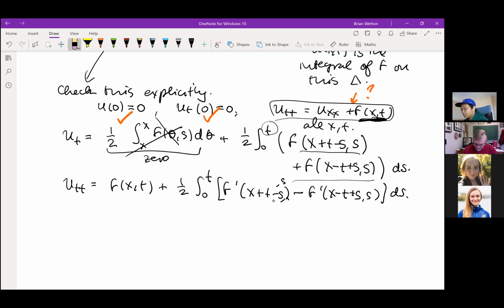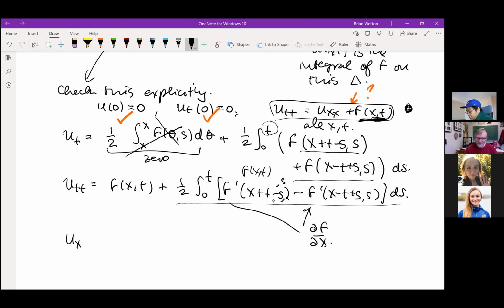Oh, yes. I should say this is a function f of x and t, so I'm being a little bit sloppy. These things here, these are the derivatives of f with respect to the first argument. So yes, the derivatives of f with respect to x. Excellent question. Okay, so now let's take derivatives with respect to x and hope that we get this expression, right? Because then UTT would be UXX plus f of x and t, the way we want it to be.